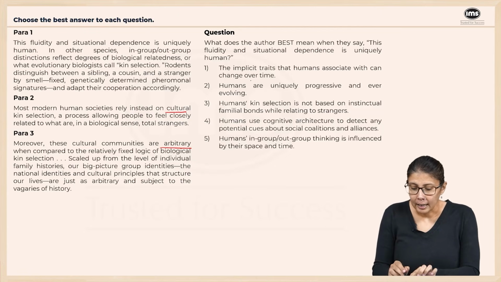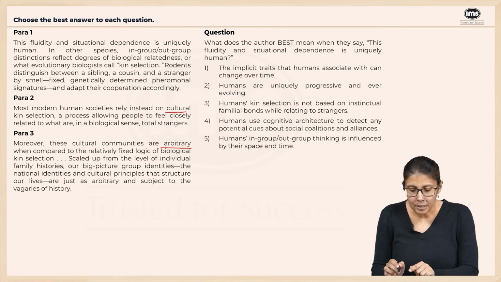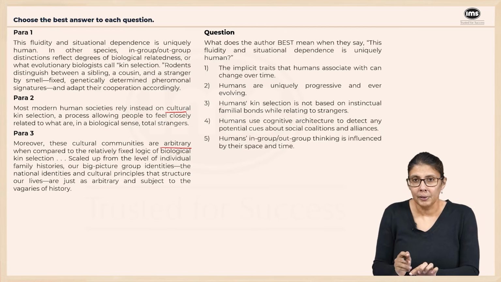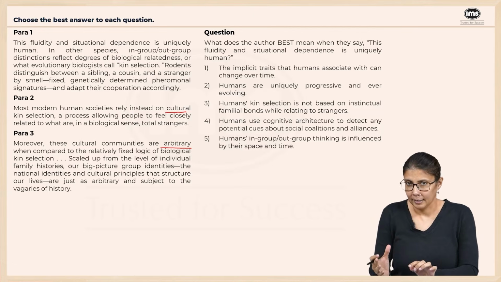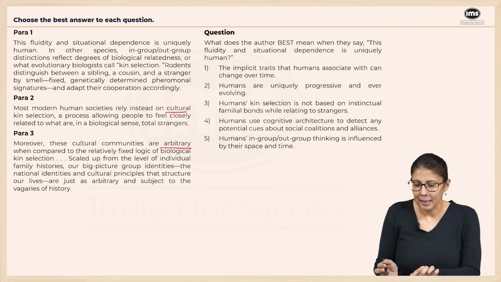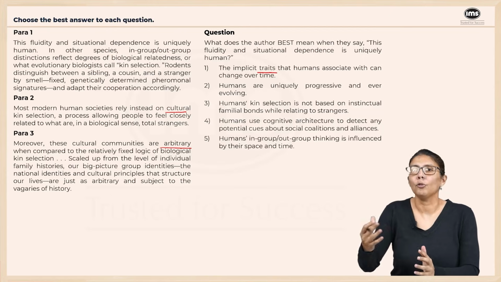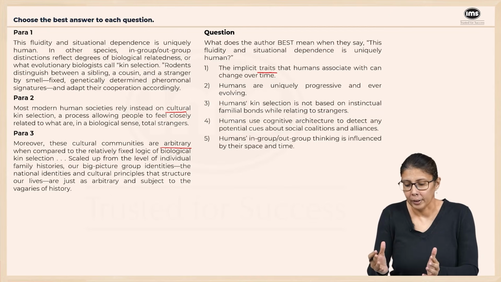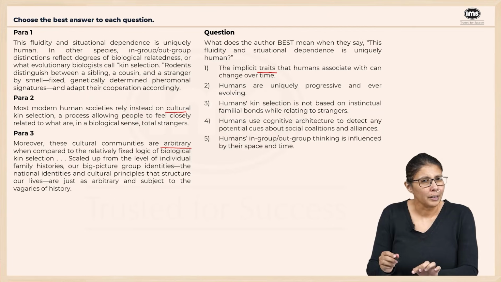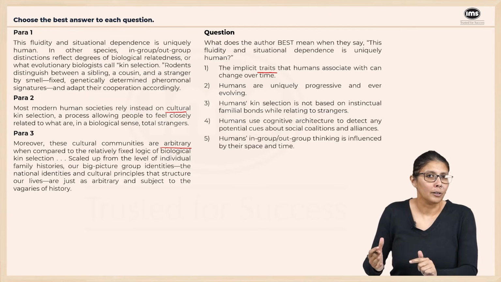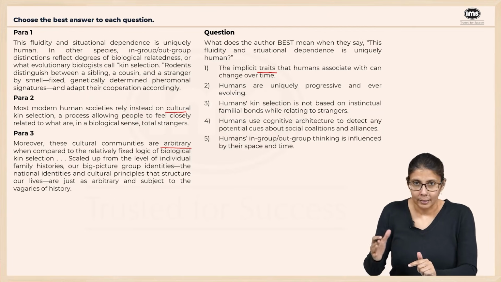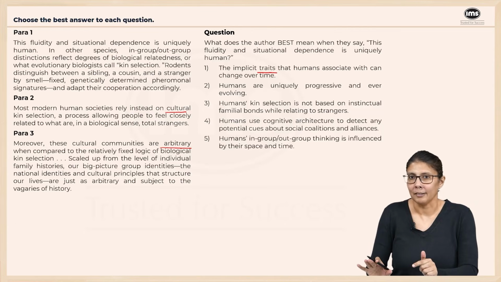The first one says, the implicit traits that humans associate with can change over time. So first of all, we are not trying to say that we associate with traits necessarily, we associate with certain groups. So if I am thinking about the main idea of the passage, then we are not identifying with traits, we are identifying with certain types of people. That is one way to eliminate one. The second thing is that we are not necessarily saying that we identify with different groups over time. This changeability over time is not a theme in the passage at all. So regardless of how you look at it, option 1 is not going to work.